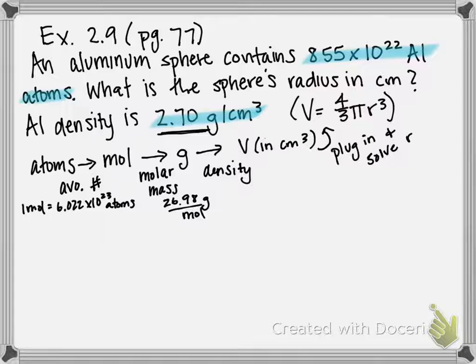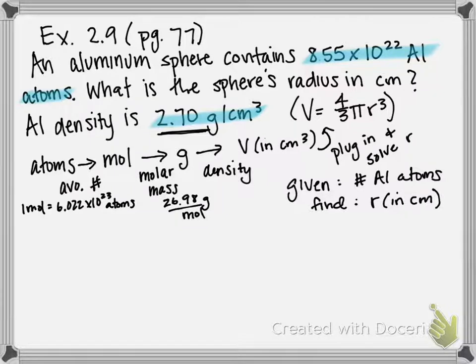So, let's recap. We're given number of aluminum atoms, and we're trying to find radius in centimeters. So, our first part, we're looking for volume. So I have my 8.55 times 10 to the 22nd atoms of aluminum down here.